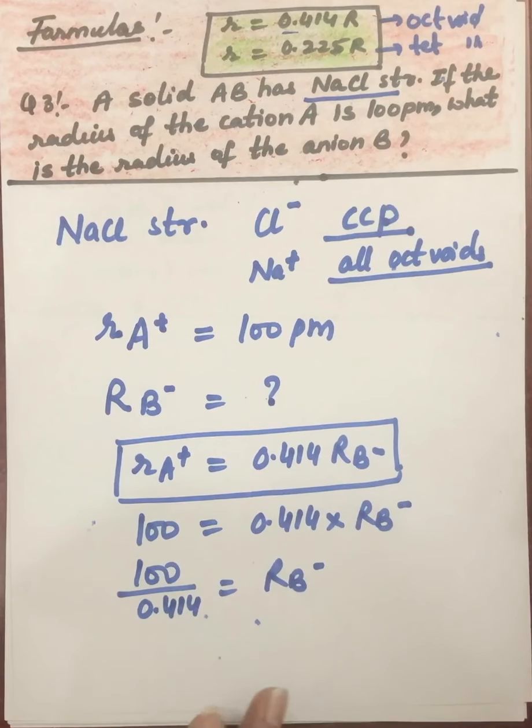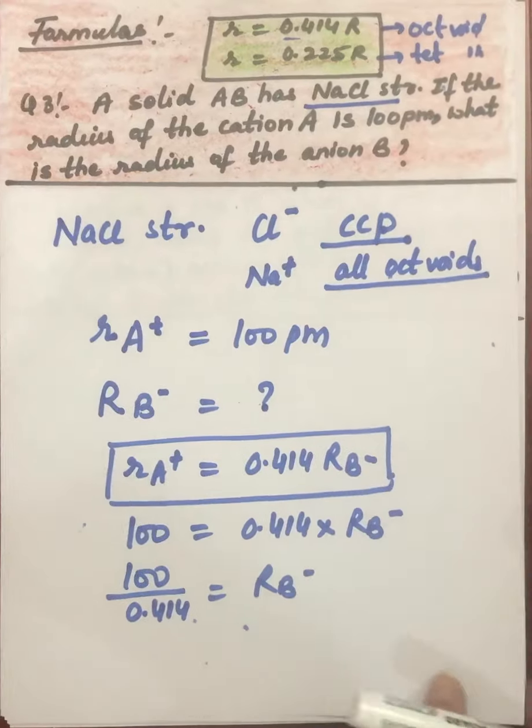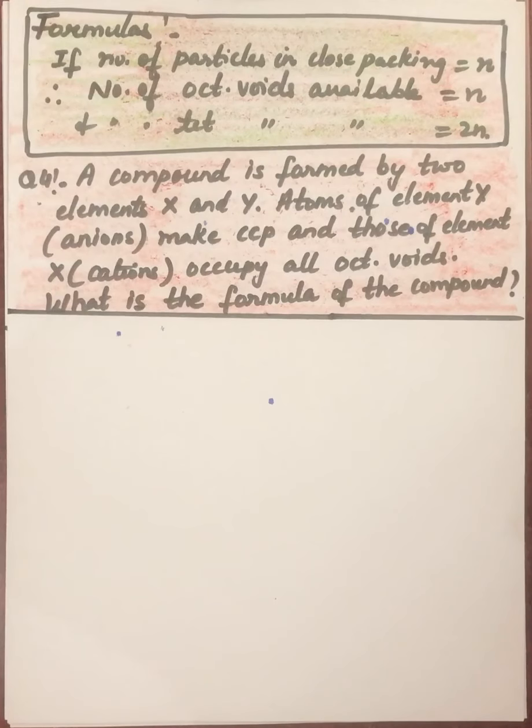Now, in this we have used the formula for the octahedral voids. Why have we used the formula for octahedral voids? Because this has the NaCl structure, and in the NaCl structure the Na plus ions are present in octahedral voids, and tetrahedral voids will remain empty in this compound. Now the next question after this.